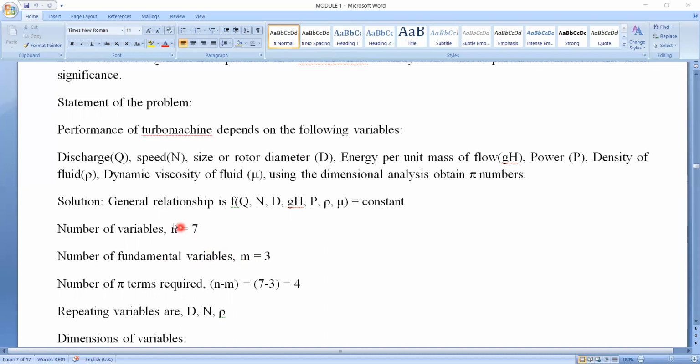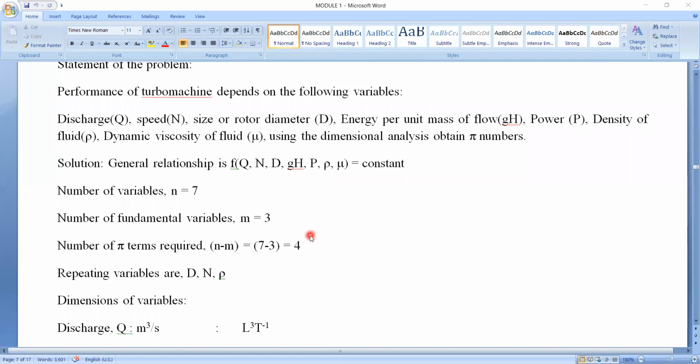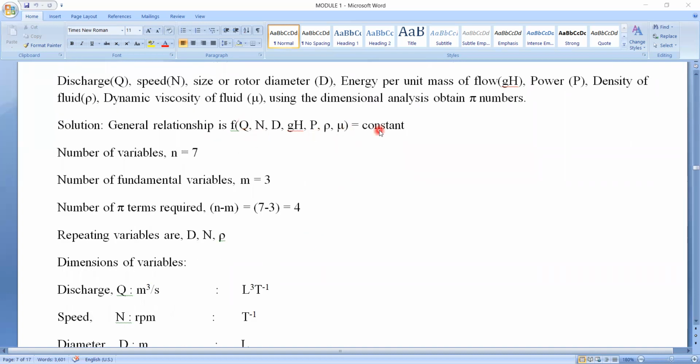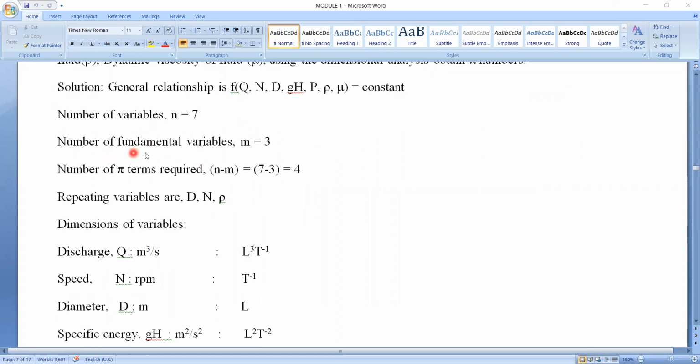Now the general relationship we can write as a function of Q discharge, N speed, diameter D, gH energy per unit mass, power P, rho density, and mu dynamic viscosity. So there are 7 variables, 1, 2, 3, 4, 5, 6, 7, therefore the number of variables n equals 7. Similarly, the number of fundamental dimensions m equals 3. Here we have length, mass, and time. Only 3 fundamental dimensions are there: mass, length, and time.